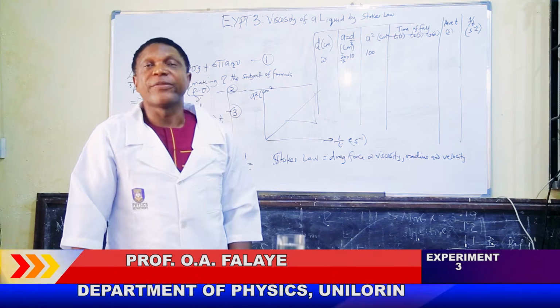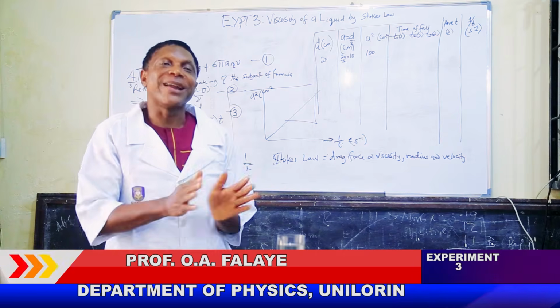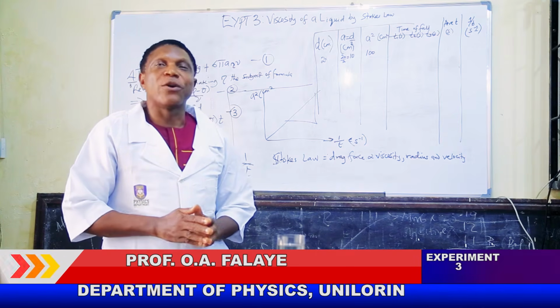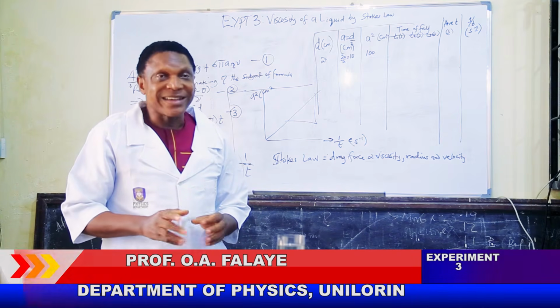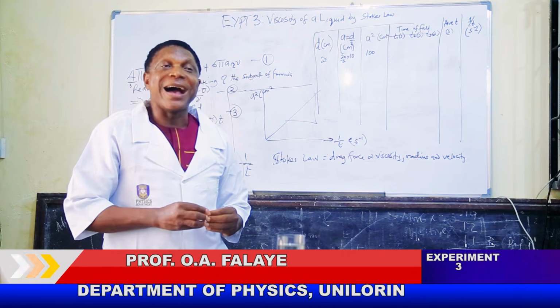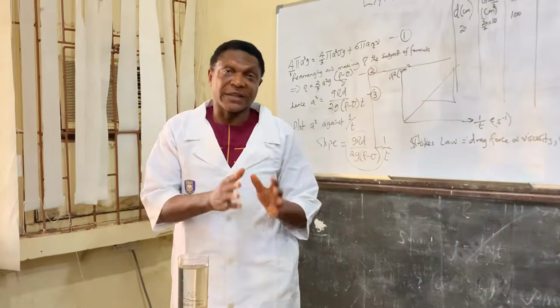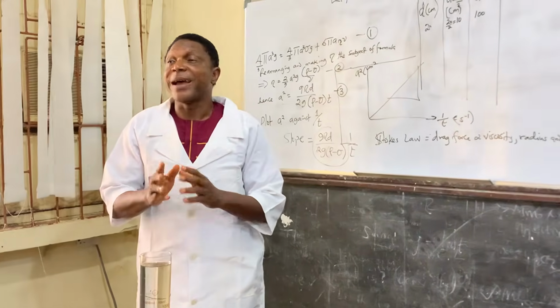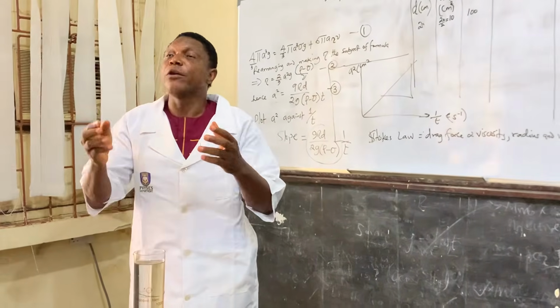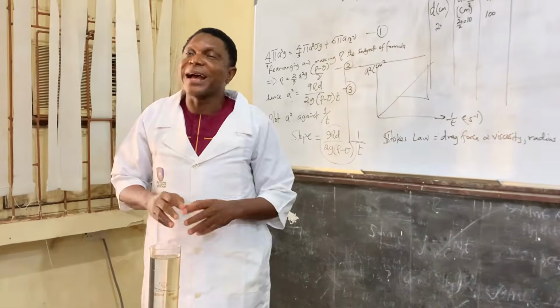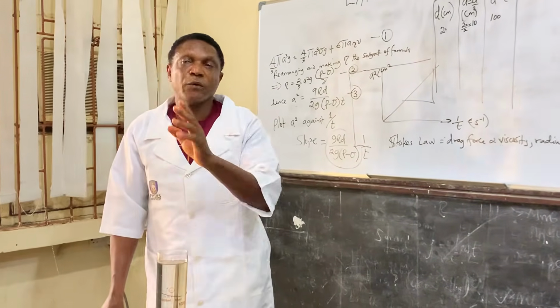So I think with this you can understand why some liquids are light and some liquids look heavy. The heavier a liquid is, the more viscous it is, and you can easily find the viscosity, which is equivalent to the drag force that it exerts on an object flowing through it.